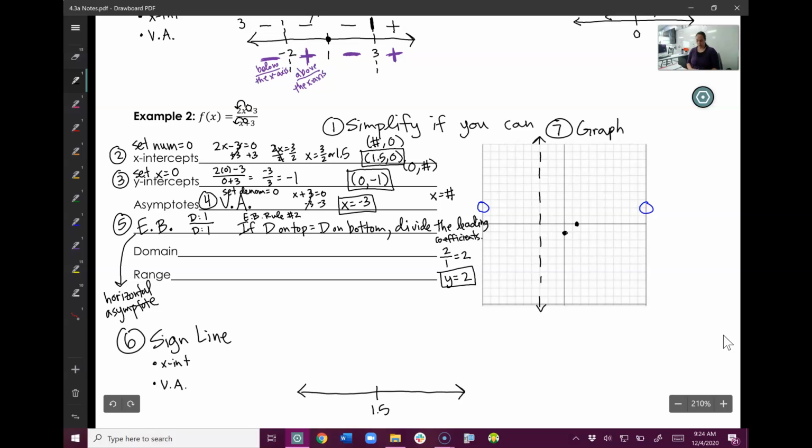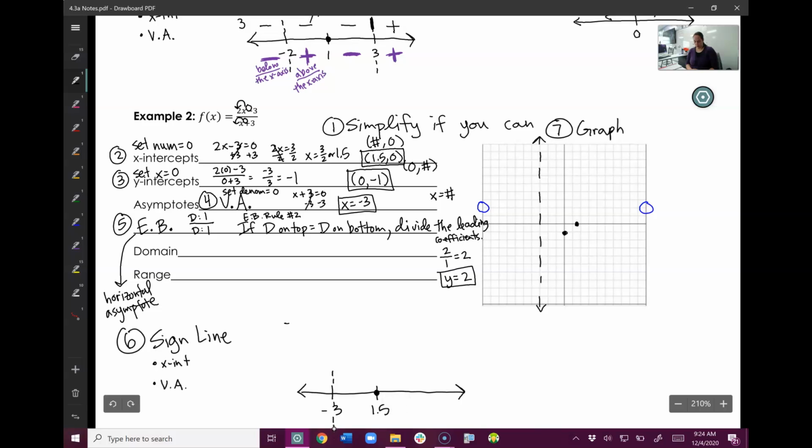So I'm going to put a point there. And I had a vertical asymptote of -3. So just like a number line, -3 is less than 1.5, so I'm going to put it less. 1.5 is an intercept, so it gets a dot. -3 is a vertical asymptote, so it gets a dashed line. Now I start to think of my sign line.